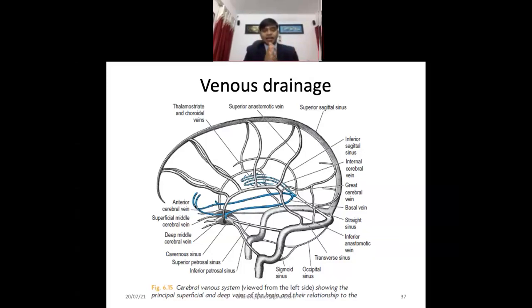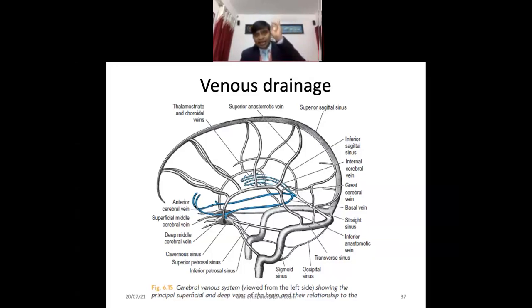So because of that, whenever there is an increased pressure, the flow can be maintained because it doesn't have the valves. So it is devoid of the valves. And apart from that, I said it is thin walled, right? And because of that, rupture and hemorrhage are quite common. So why is it thin walled? Because it doesn't have the muscular tissue in the wall, right? So these are the characteristic features of the venous drainage of the brain.